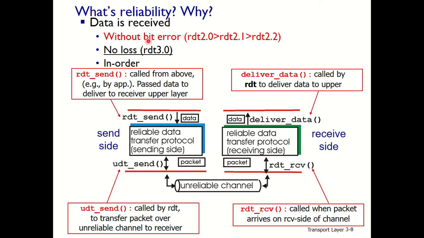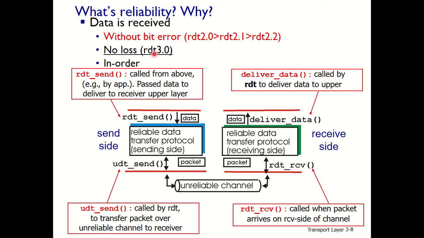Okay, now we are going to discuss the next parameter. That is, if this underlying channel, the network layer, can also lose the packet. Along with the bit error, this underlying channel also has packet loss, that is, the packet can be lost. Then what should the transport layer do in order to achieve reliability? For this purpose, we are going to discuss RDT 3.0.